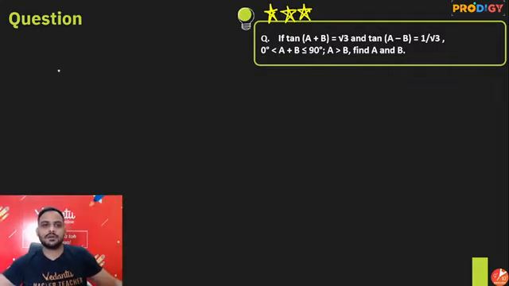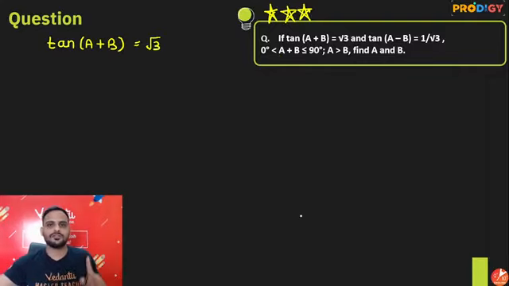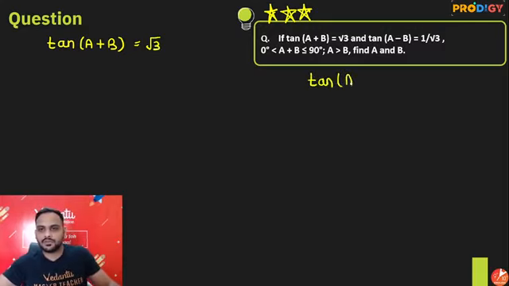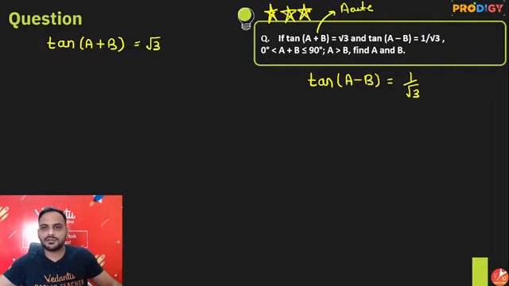ठीक है? चलो. Now beta they are saying कि देखो, tan of A plus B is equal to root 3, and tan of A minus B is equal to 1 by root 3. Now they are saying A plus B is between 0 and 90. It means they are saying that this angle is an acute angle, and A is greater than B. That means this is also a positive acute angle. Negative नहीं है, this value is not negative. A minus B, since A is greater than B, is also an acute angle. So find A and B.